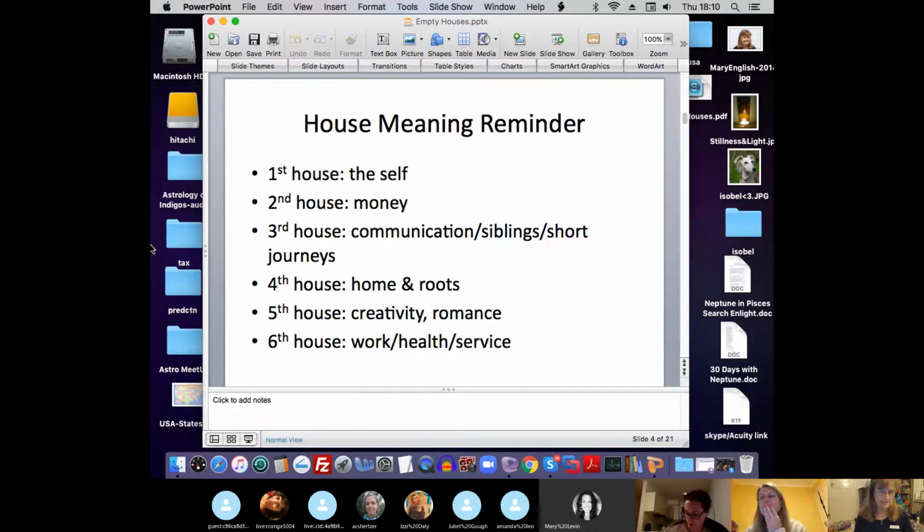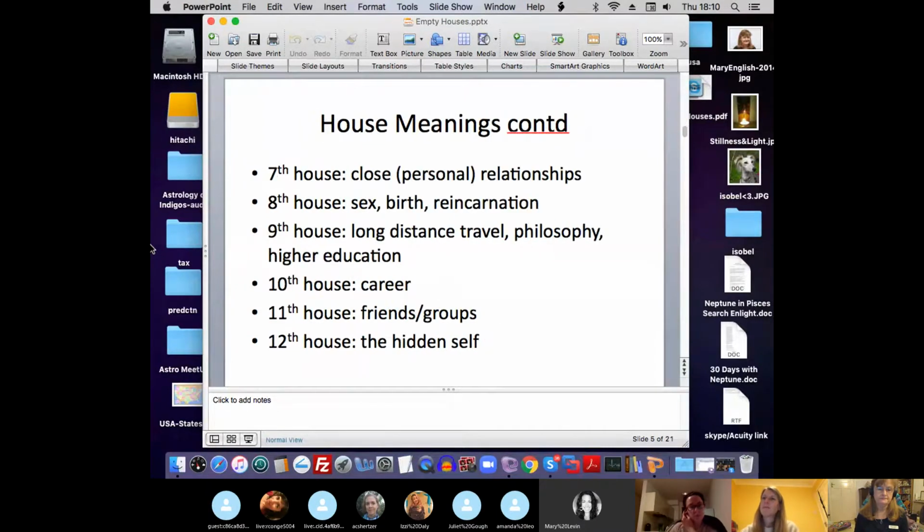So the first house is the self. The second house is money. Ignore any astrology that tells you about self-worth. It's not. It's only got one meaning. It's money. The third house is communication, siblings, and short journeys. The fourth house is home and roots. The fifth house is creativity and romance. The sixth house is work, health, and service.